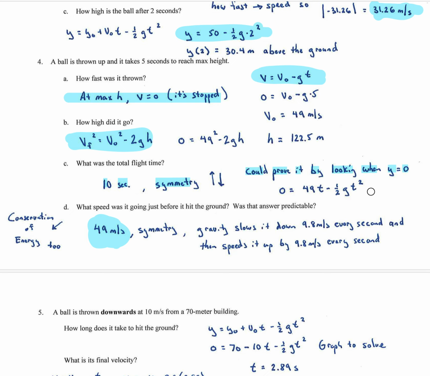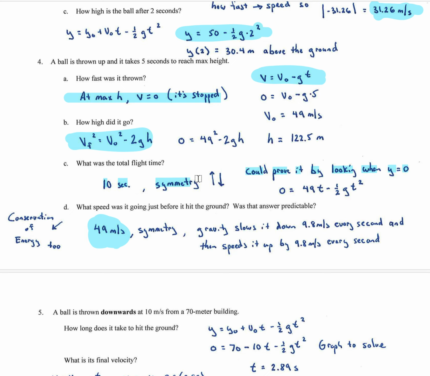Gravity is going to slow it down by 9.8 meters per second for every second on the way up, 5 seconds. And then it's going to speed it up by 9.8 meters per second for every second, 5 seconds on the way down. So of course it has to get to the exact same speed. Now, if we included air resistance, which we typically call drag, then all bets are off and it's different. There's no longer any symmetry, okay?